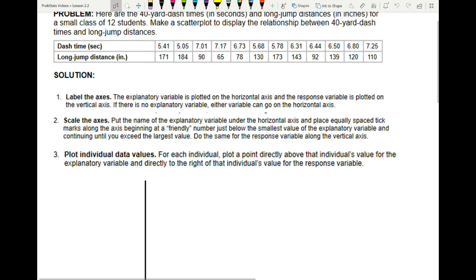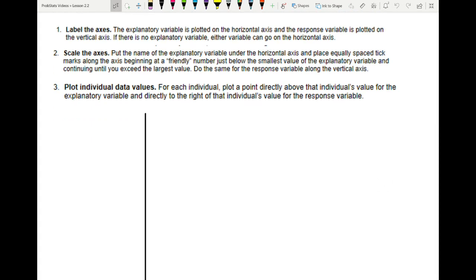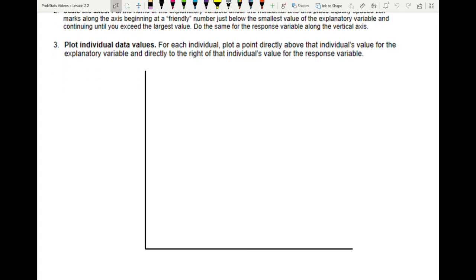So first off, in order to do this step, we need to actually identify the explanatory variable. Afterwards, you want to scale the axes. So you want to put the name of the explanatory variable into the horizontal axis, and then you're going to scale the axis by placing equally spaced tick marks along the axis. You want to do the same thing for the vertical axis, and then for the final step, you want to plot the data values individually for each data point.